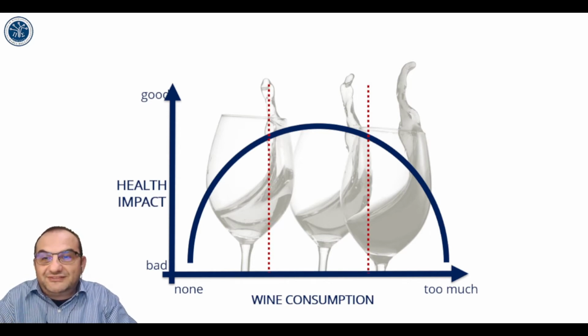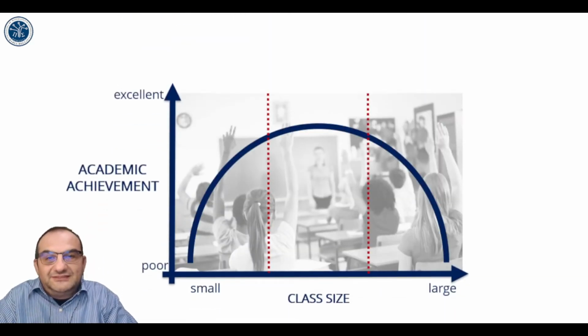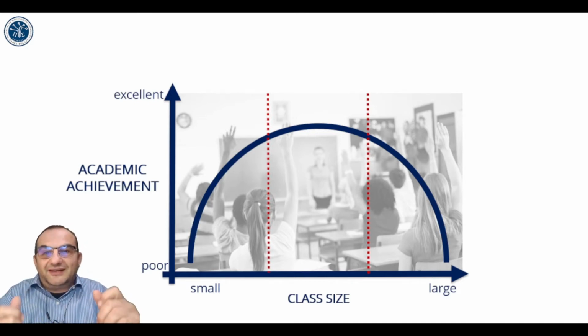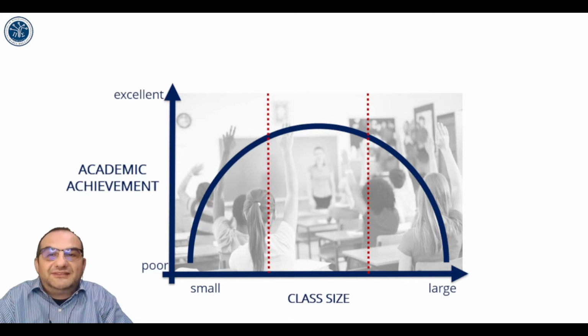But one glass is very good. Here is another example, and this example comes from education. It is well known that the size of a class could impact the academic achievement on average of that class. And it is customary to think that a class with more than 30 children is very difficult to manage.